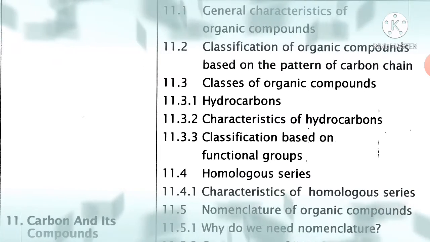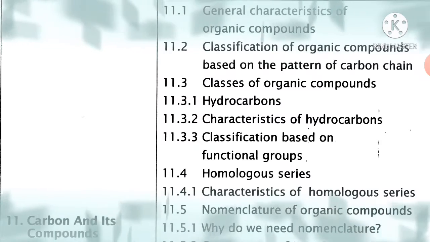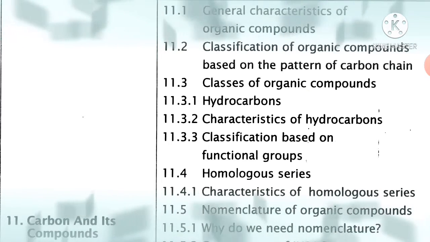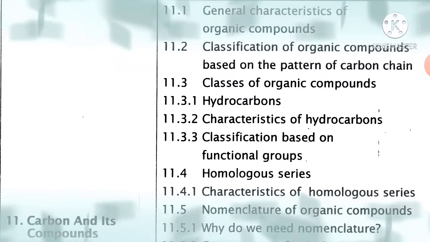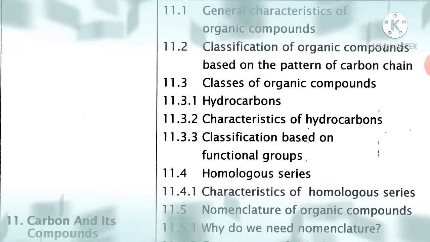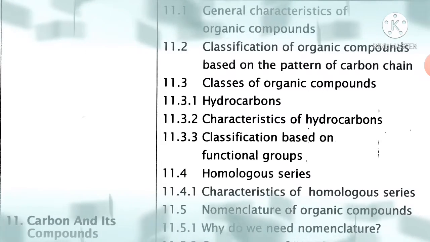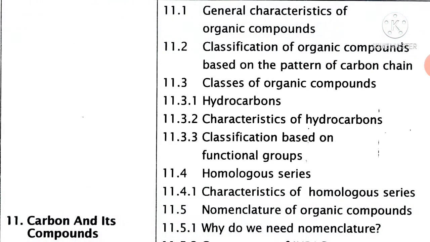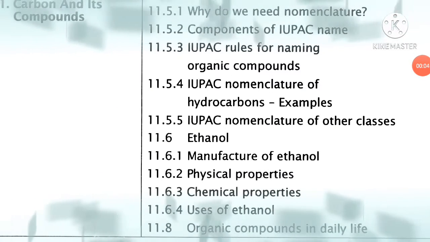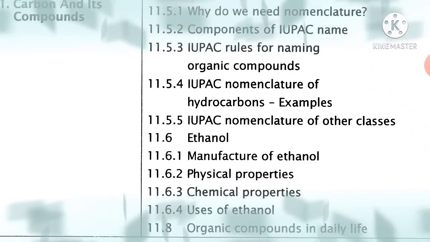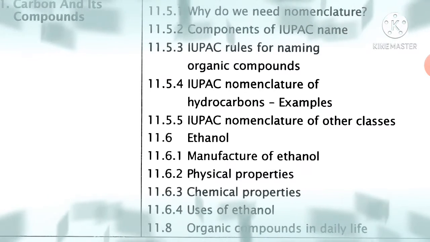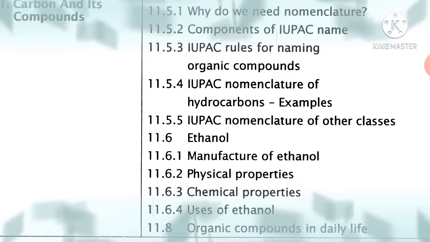11.3.1 Hydrocarbons, 11.3.2 Characteristics of hydrocarbons, 11.3.3 Classification based on functional groups, 11.4 Homologous series, 11.4.1 Characteristics of homologous series, 11.5 Nomenclature of organic compounds. 11.5.1 Why do we need nomenclature? 11.5.2 Components of IUPAC name. 11.5.3 IUPAC Rules for naming organic compounds.